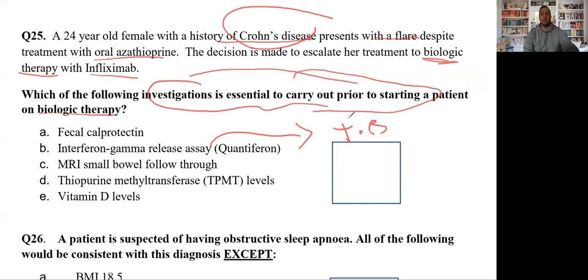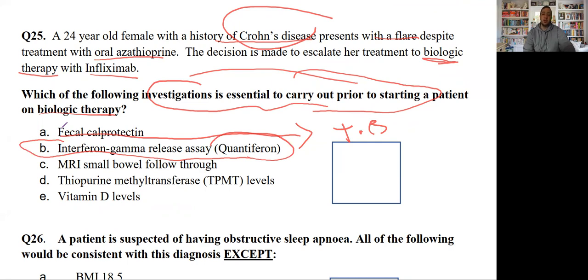And the other thing routinely done before starting biological therapy is screening for silent hepatitis B, hepatitis B surface antigen. So all of these should be done. Why? Because there are reported cases of activation of these silent infections, either tuberculosis or hepatitis B, in patients who started on this kind of biological therapy. So the correct answer here is interferon gamma release assay for screening for tuberculosis. The other answers are wrong.